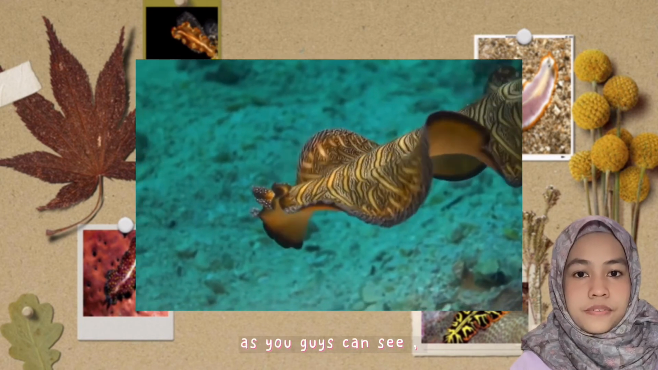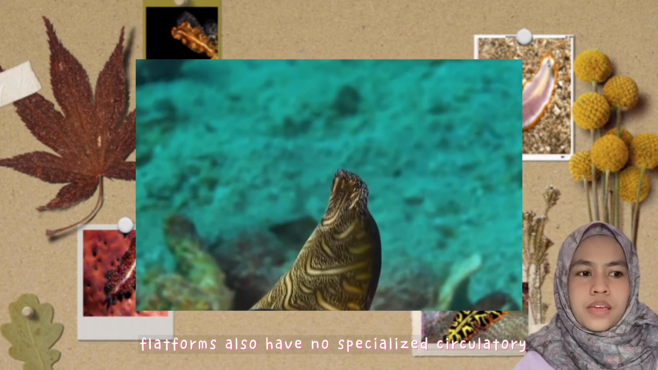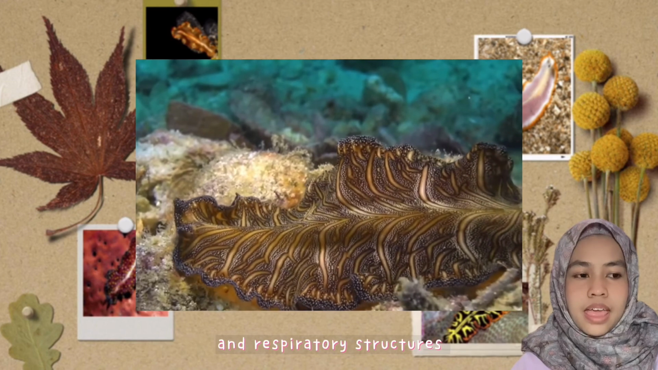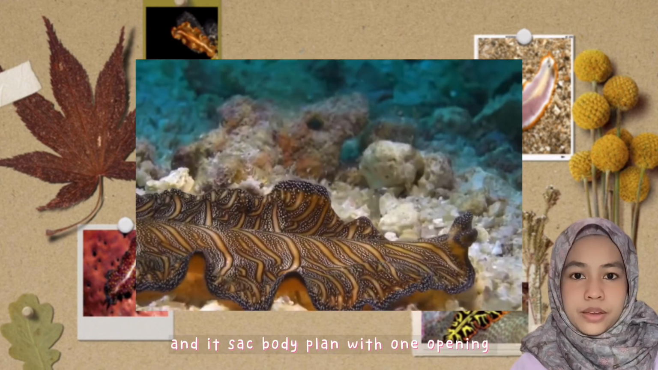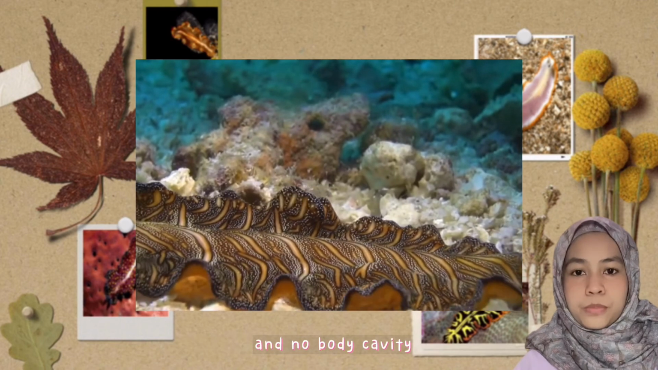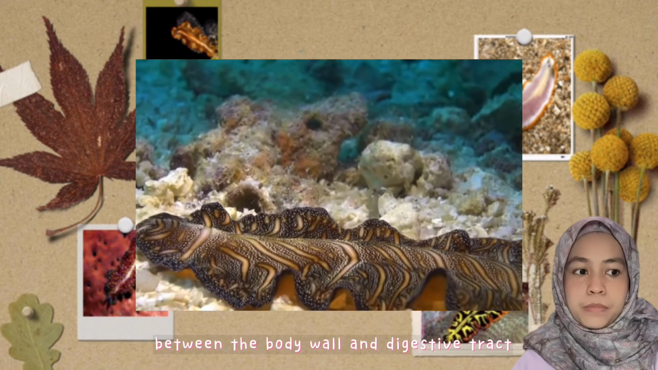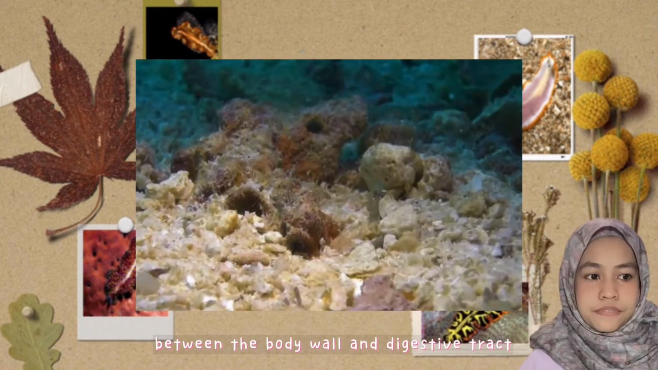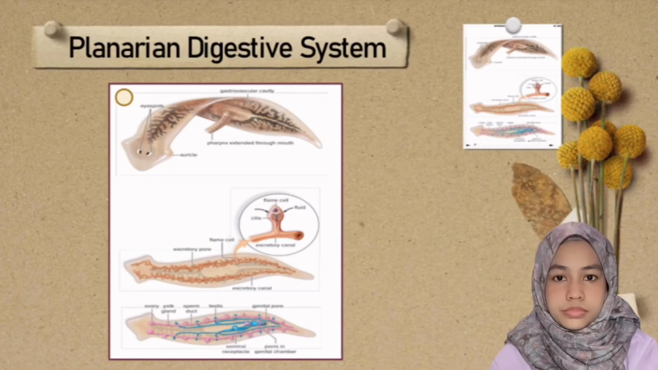As you guys can see, flatworms have various colors and sizes. Flatworms also have no specialized circulatory and respiratory structures, and their body plan has one opening and no body cavity. It means they lack a fluid-filled cavity between the body wall and the digestive tract. They commonly possess a simple digestive tract only.